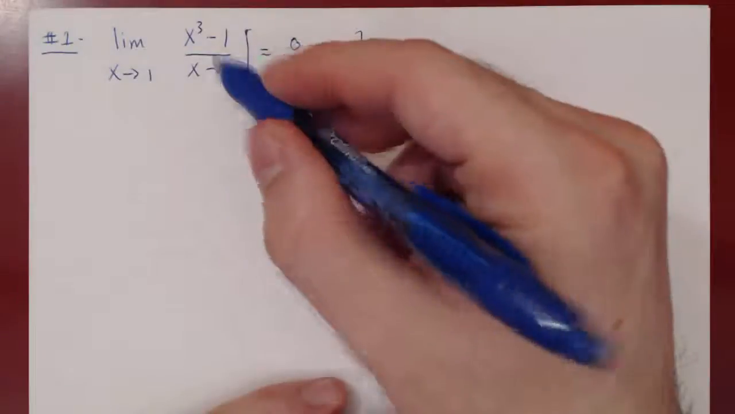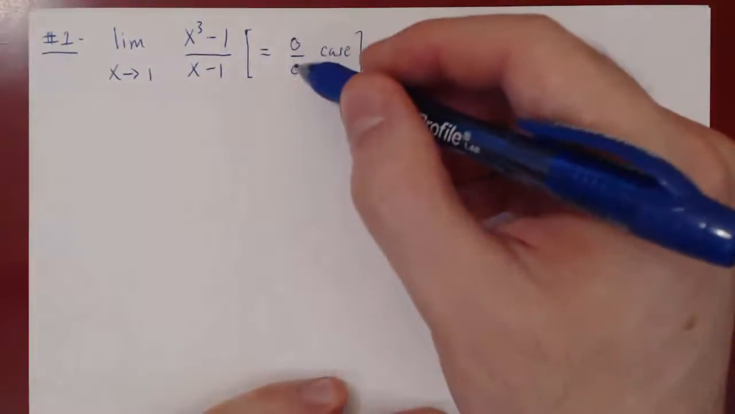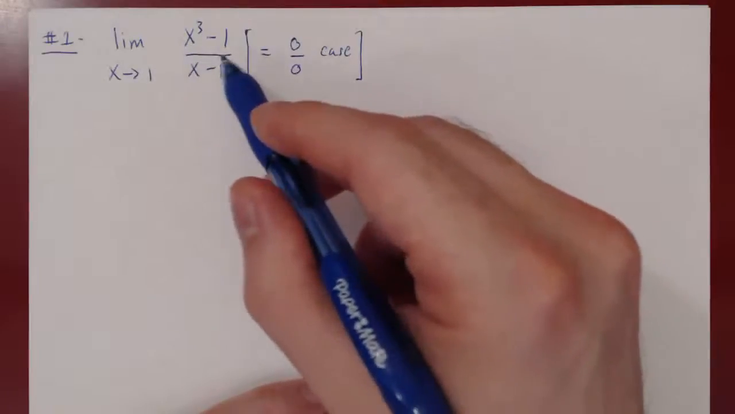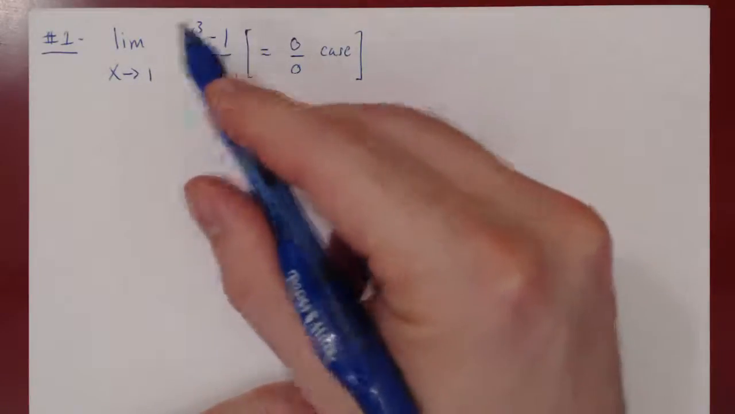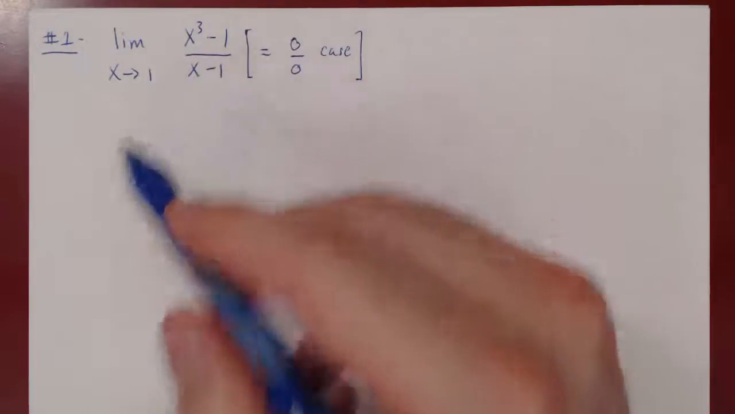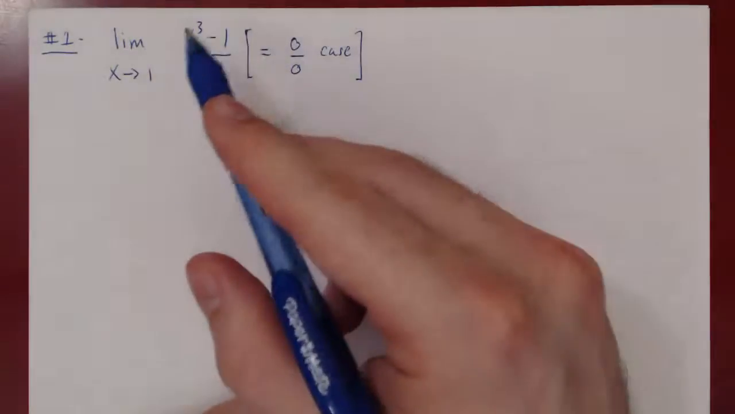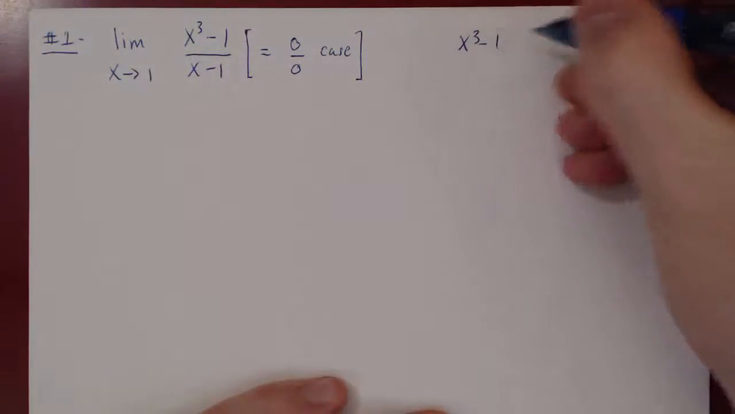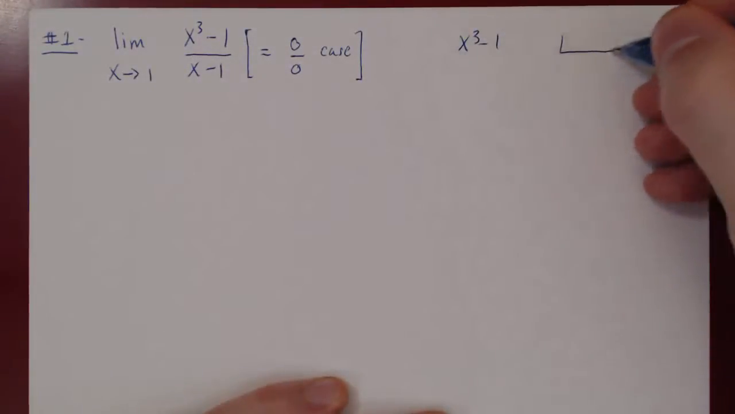Whenever you have a ratio of polynomials, giving a 0 over 0 case, all you have to do is factor the polynomials. This is already fully factored. Let's factor x cubed minus 1. Since x cubed minus 1 is 0 at x equals 1, we know that x minus 1 is a factor of x cubed minus 1. Let's divide x cubed minus 1 by x minus 1.